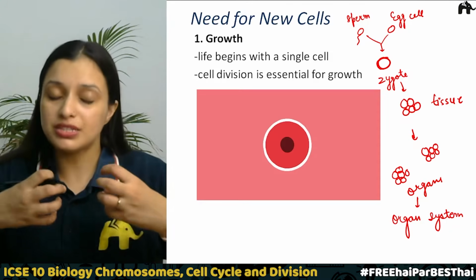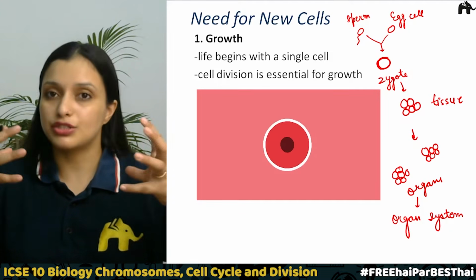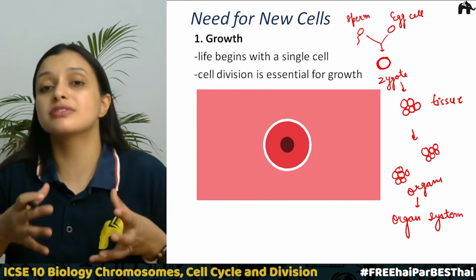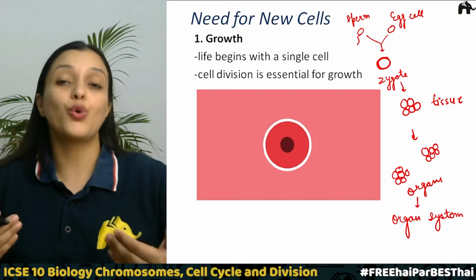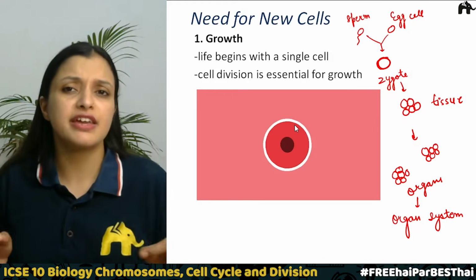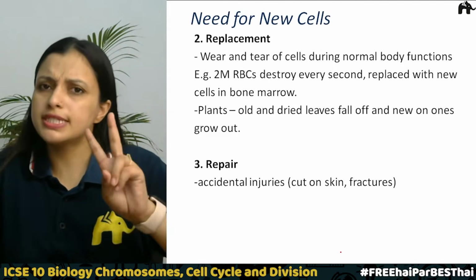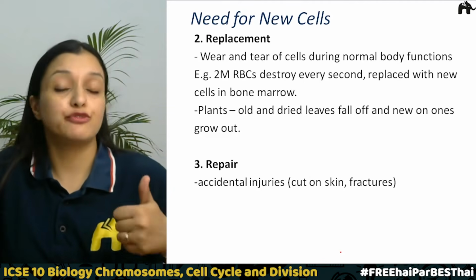As the organism grows, these cells cluster and form an organ system, and these organs perform their function, and this keeps life going. So cell division is very essential for growth. Now coming to the second point, why do we need new cells? New cells are required for growth.